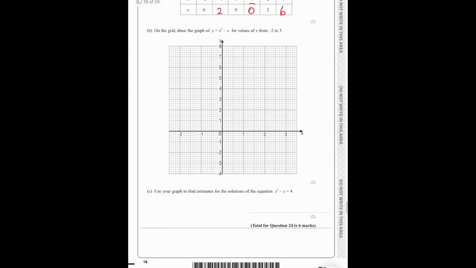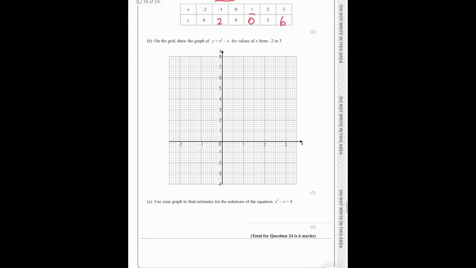Let's plot those values in. So when x is minus 2, y is 6. When x is minus 1, y is 2. When x is 0, y is 0. When x is 1, y is 0. When x is 2, y is 2. And when x is 3, y is 6. So we join these with a hand-drawn curve. Now remember, the bottom isn't flat, the bottom must continue being curved.